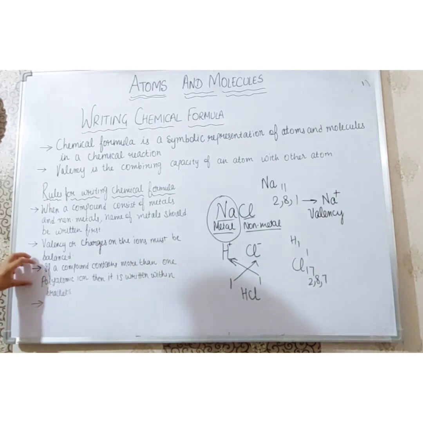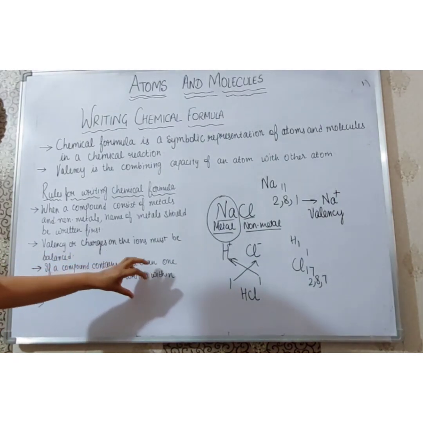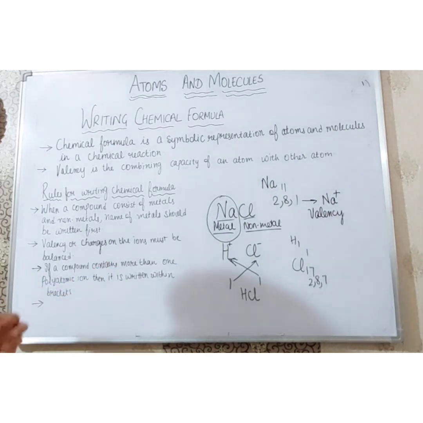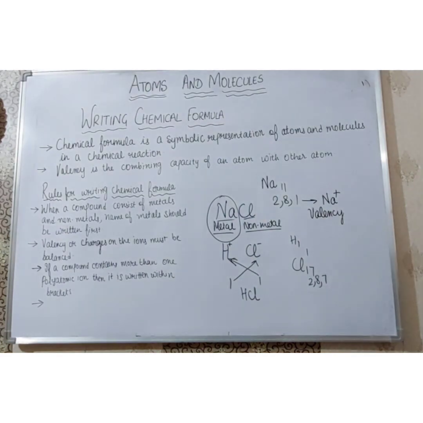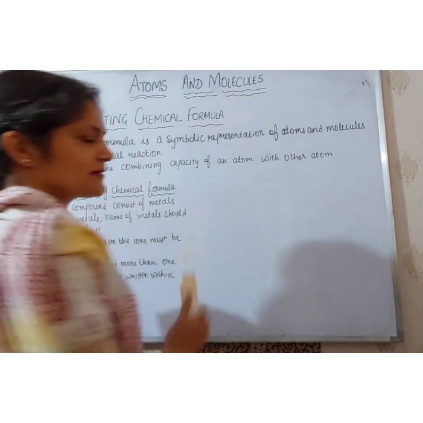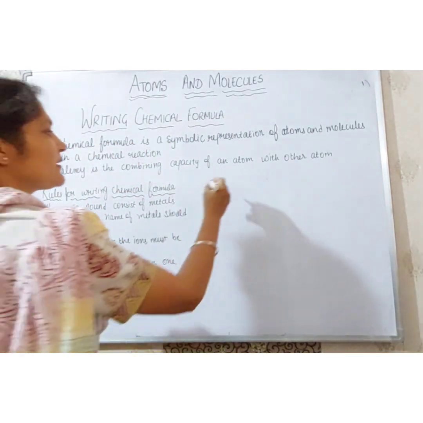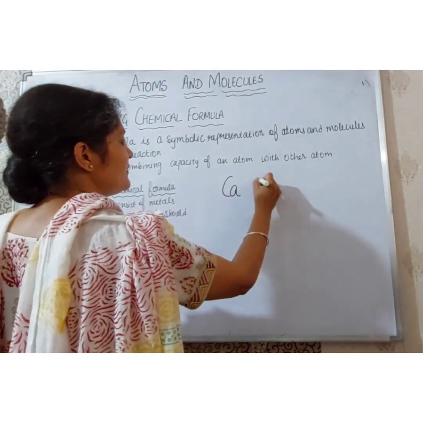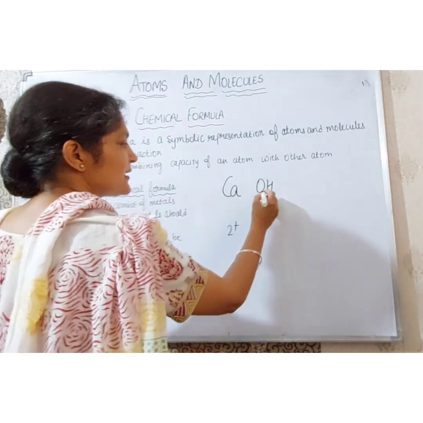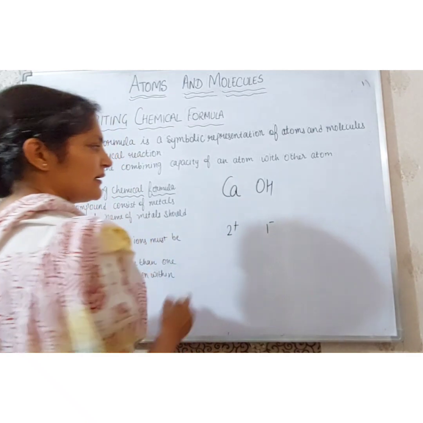Next is, if a compound contains more than one polyatomic ion, then it is written within the brackets. Like, students, we will take an example. Here we have calcium. Here we have hydroxide. The valency of calcium is 2 plus and of hydroxide is 1 negative.